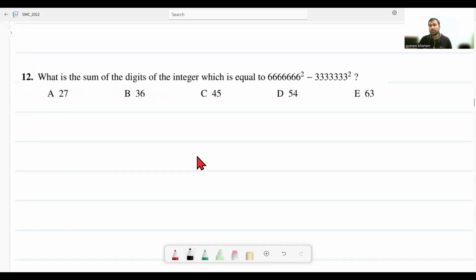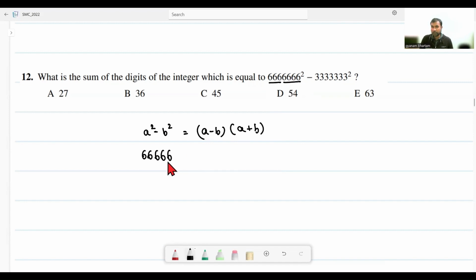Next one. Question number 12, what is the sum of the digits of the integer which is equal to this thing? So if you go with a plus b, what is a square minus b square? Simple algebraic identity: a minus b into a plus b. Now if you do 6, 6, 6, 6, how many are there? 3, 4. So 3, 4, minus 3, 3, 3, and again the same 3, 3, 3, 7 times. And you add the same thing, 6 and 3.